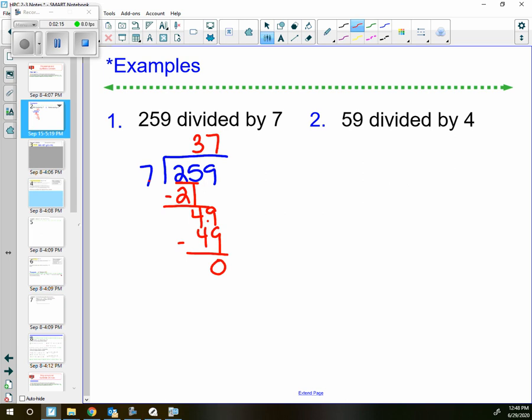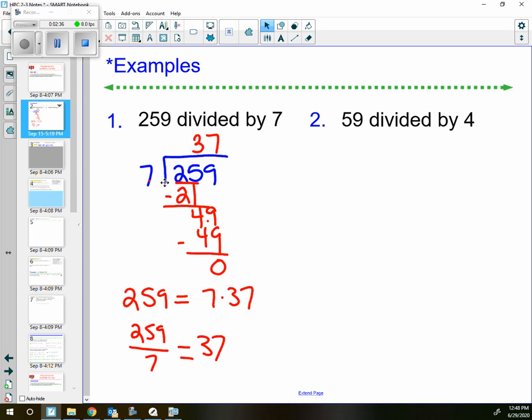So we're going to be talking about some of these terminology things that we can say for all of these. So the 259, what that means is basically it's 7 times 37. That's how that works, that opposite operation. Or if we say what's 259 divided by 7? Well, we got 37, so those are kind of two different ways to think about it. So this one divided evenly, there was no remainder. But that isn't always the case, so let's take a look at another one.